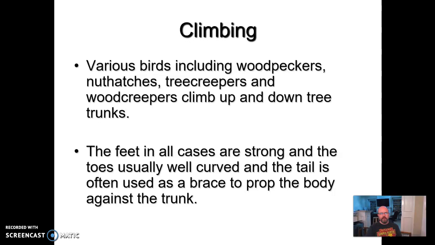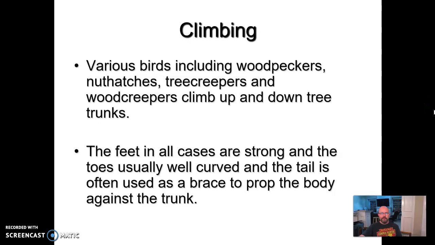Climbing birds, woodpeckers, nuthatches, tree creepers, wood creepers, they're able to climb up and down tree trunks. They can hook into and around pieces of bark. The feet in all cases are strong, toes are well curved, the tail is used as a brace to prop their body against the trunk.